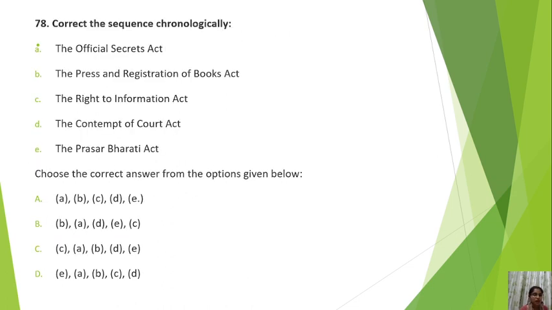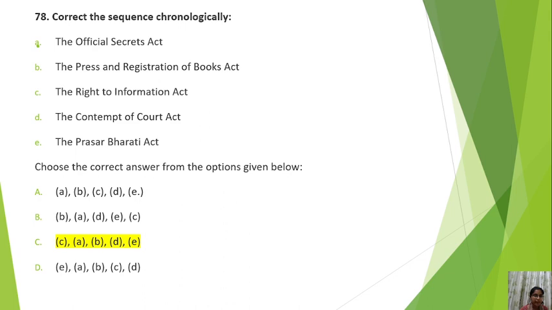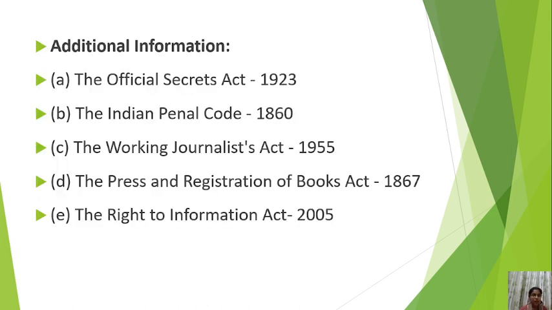Next is the correct sequence of these acts: Official Secrets Act, Press and Registration of Books Act, Right to Information Act, Contempt of Court Act, Prasar Bharati Act. In the media laws and ethics unit, remember the important acts. If you knew that the Right to Information Act came in 2005, it is the latest among the given options, then you could have reached the right answer. So the right answer is this.